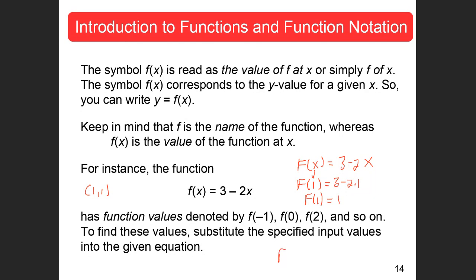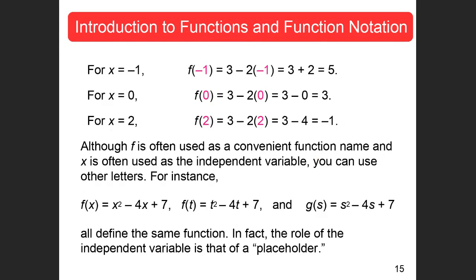If I wanted to know what f of 0 is equal to, I put 0 in here. So 3 minus 0, so that would equal 3. So when x equals 0, y is equal to 3. So that's your x and y value. That is function notation. And here, if you plug values in, f of negative 1 is equal to 3 minus 2 times negative 1, which is 5. F of 0 is equal to 3. F of 2 is equal to negative 1. So you can just plug that in.